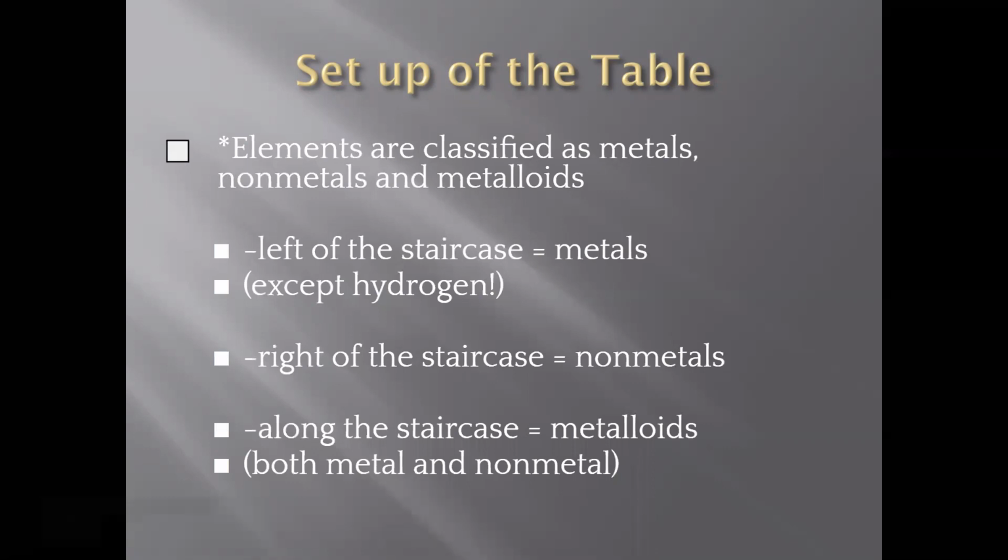In the periodic table, you can classify an element as a metal, a non-metal, or a metalloid. Everything to the left of this thing called a staircase is going to be a metal, except for hydrogen. Hydrogen is the one exception to that rule. Everything to the right of the staircase is going to be a non-metal, and everything that hugs the staircase is going to be a metalloid. Metalloids basically have properties of both metals and non-metals at the same time. So they're kind of walking the line between metals and non-metals.